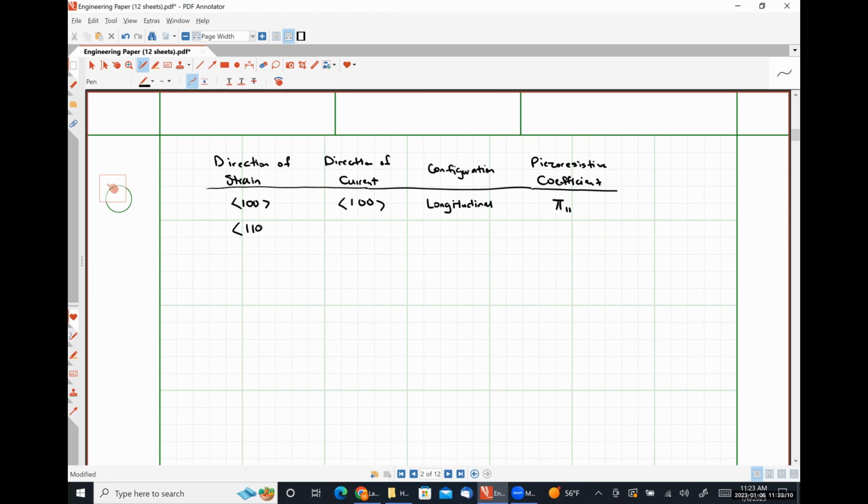If our strain, I'm writing this wrong, is in the 100 direction, and our current is in the 010 direction. So what I mean by that is effectively our strain and our current are 90 degrees displaced. We have a transverse configuration. And our piezo-resistive coefficient is simply going to be pi12.